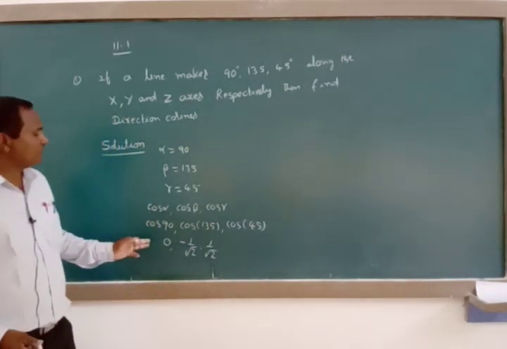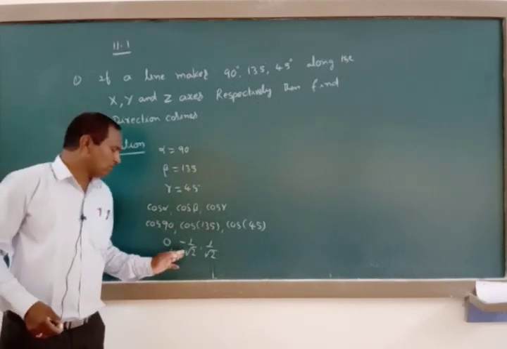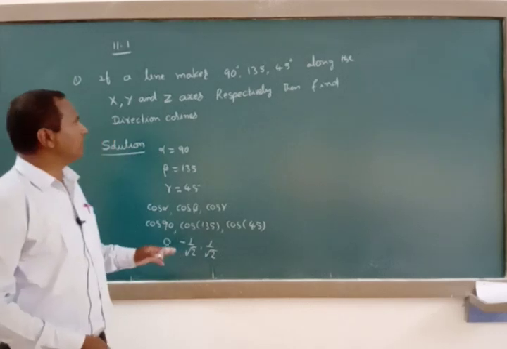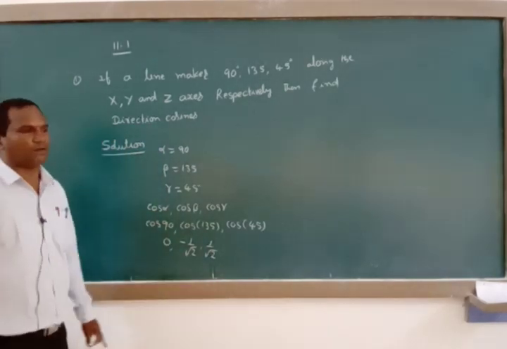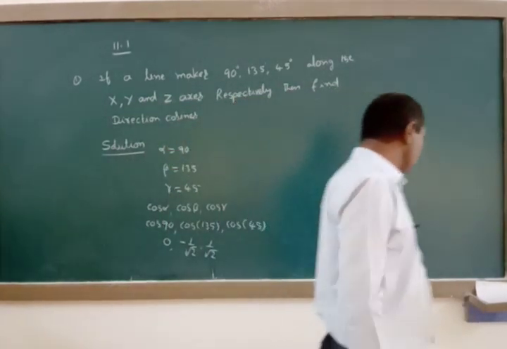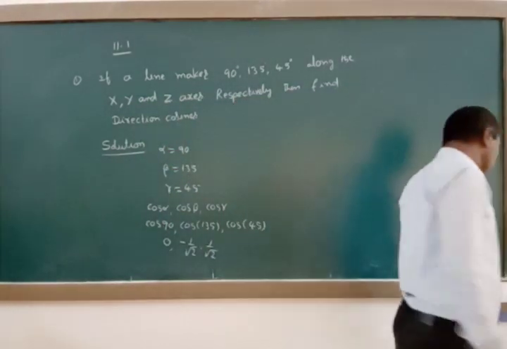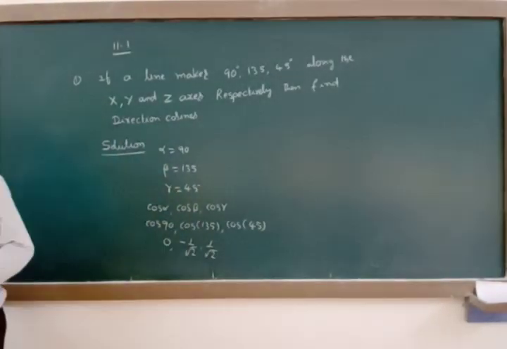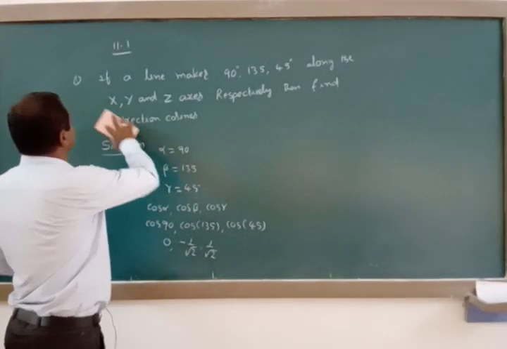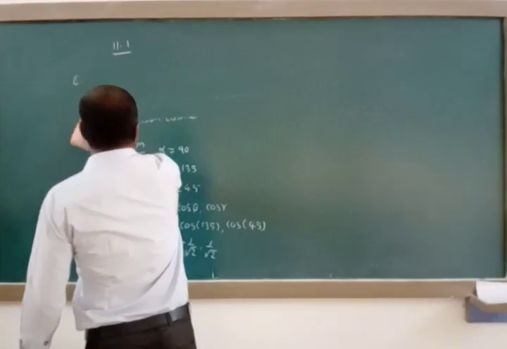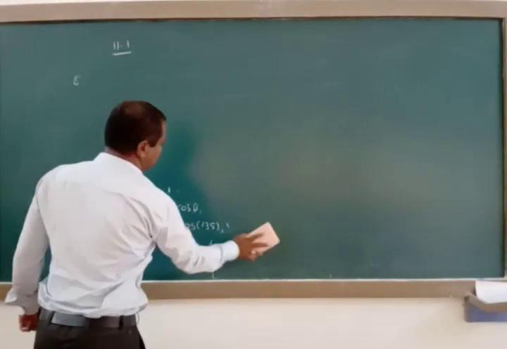Therefore, the values of direction cosines 0, minus 1 by root 2, 1 by root 2 are the required values of direction cosines for the given problem. Let us now go to the next question. Find the direction cosines if a line makes equal angles with the coordinate axes. If it makes equal angles, how do we find the direction cosines here?